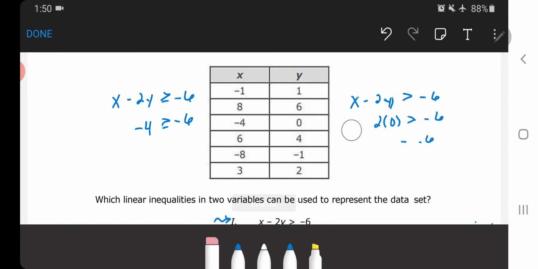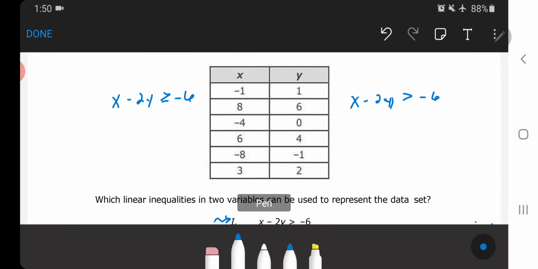Okay, moving on to the next point. Yes, I know this is a little tedious, but it's kind of simple too. We just have to keep plugging through. So plug in the 6 for the x value, minus 2 times 4, is greater than negative 6.